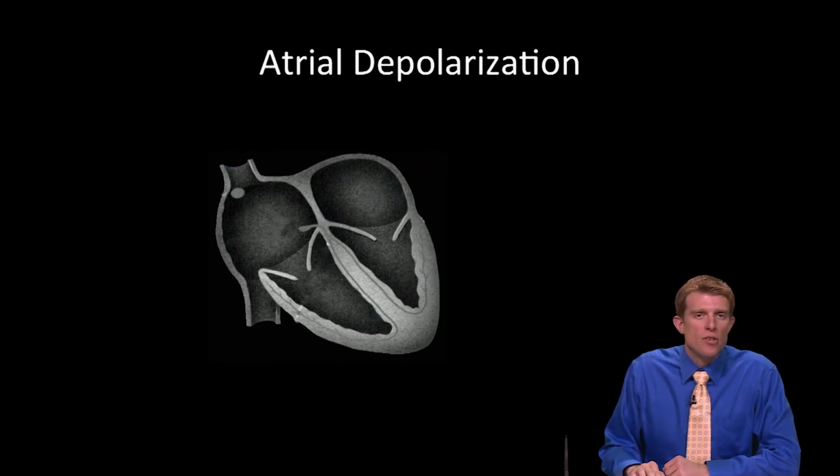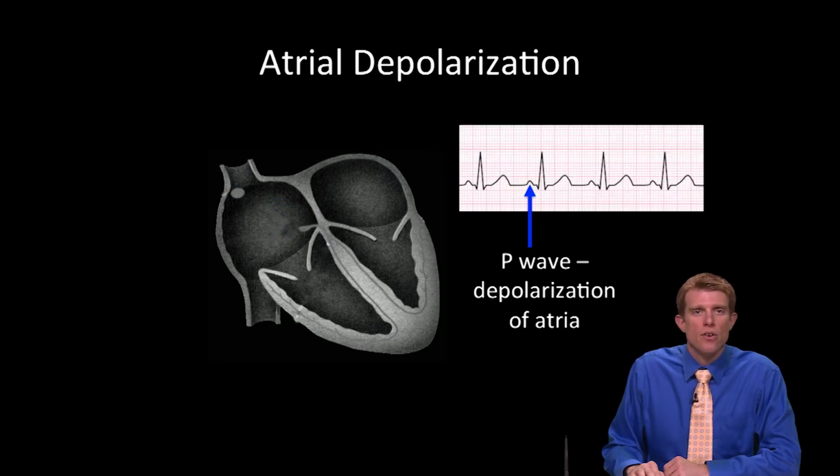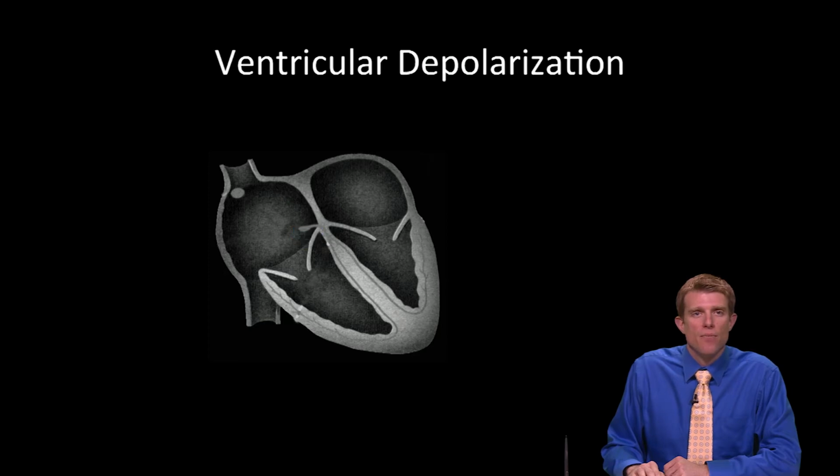So let's start with atrial depolarization. So we know that the atrial depolarization starts at the SA node and travels down then to the AV node. This appears on our rhythm strip, or ECG, as a P wave. The P wave represents that depolarization of the atria. So it's starting at the SA node and traveling down to the AV node, and we see the P wave.